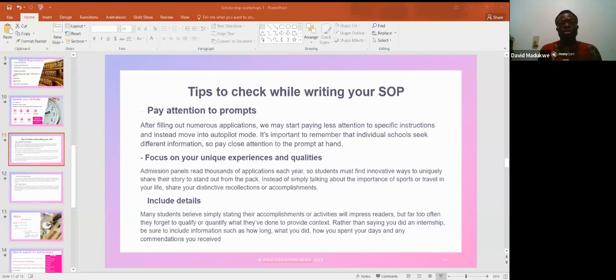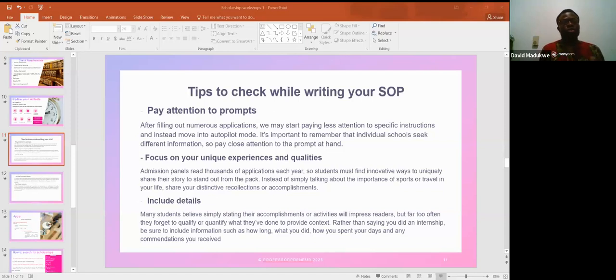And you have to explain in detail what you've acquired from those experiences or qualities. How did it change you? What's the difference between those qualities you have and those of other applicants applying for the same position? It's important to note that most of these applications are highly competitive. So your unique experience can be the singular thing that will single you out from other applicants applying to the same program or scholarship.